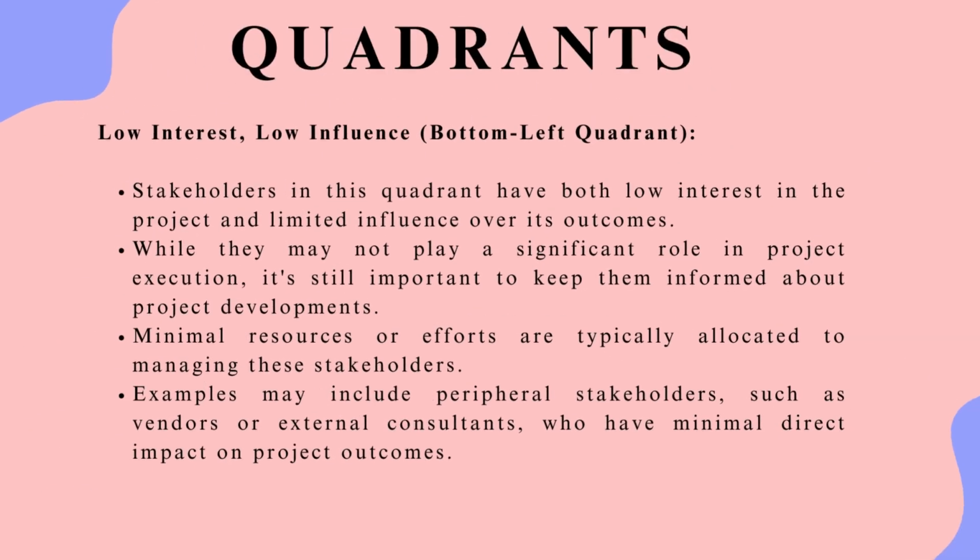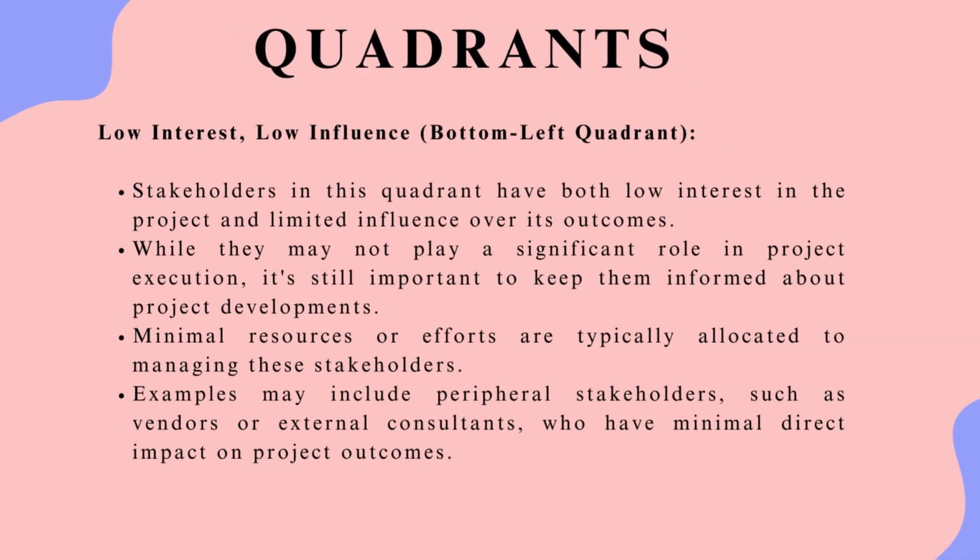Finally, in the bottom left quadrant, we have stakeholders with low interest and low influence. Stakeholders in this quadrant have both low interest in the project and limited influence over its outcomes. While they may not play a significant role in project execution, it's still important to keep them informed about project developments. Minimal resources or efforts are typically allocated to managing these stakeholders. Examples may include peripheral stakeholders, such as vendors or external consultants, who have minimal direct impact on project outcomes.